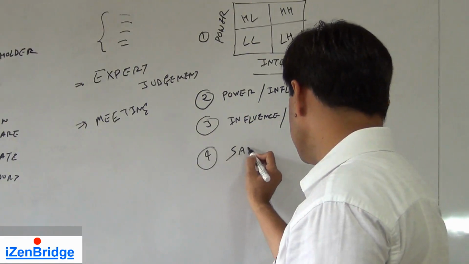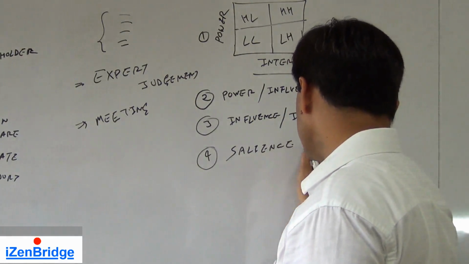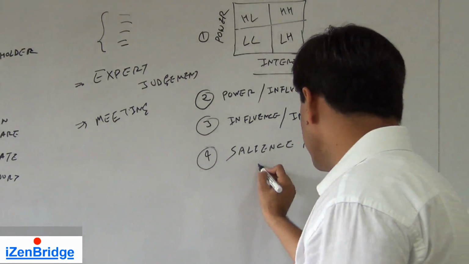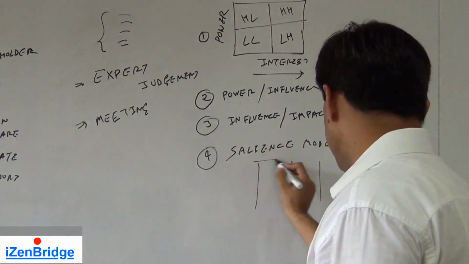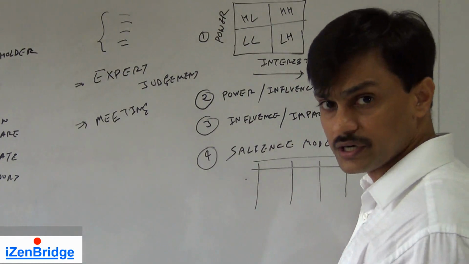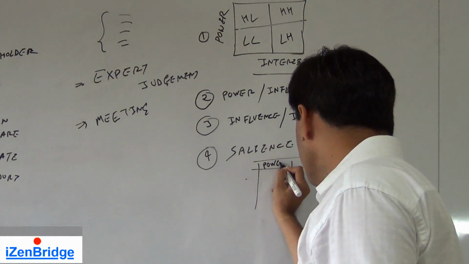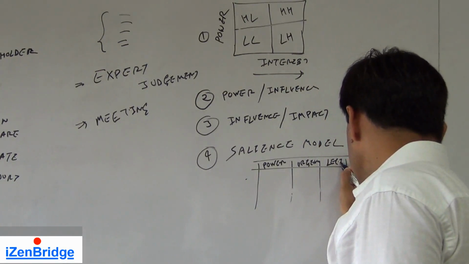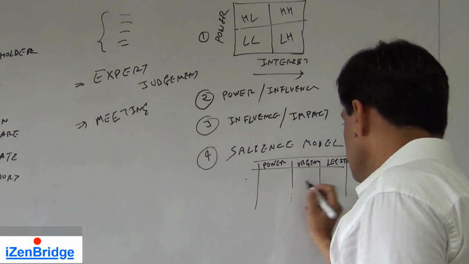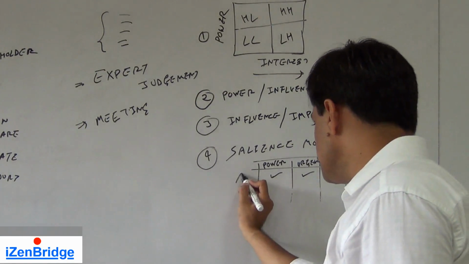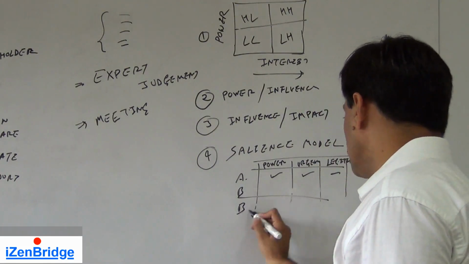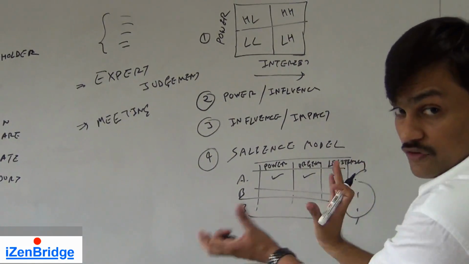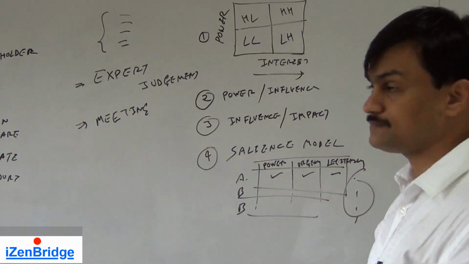This model talks about relative importance. So salience, the word means relative importance, and you can identify say three or four parameters. On that basis you can rank the stakeholders. The parameters could be like power, urgency, legitimacy. So you can rank the stakeholders on these categories and identify the final classification as a total or a weighted rank of these three areas.